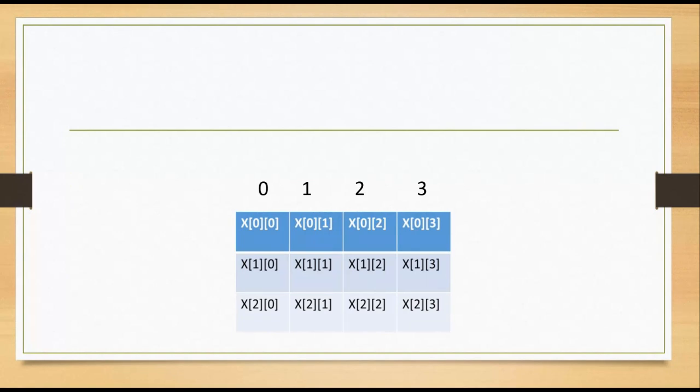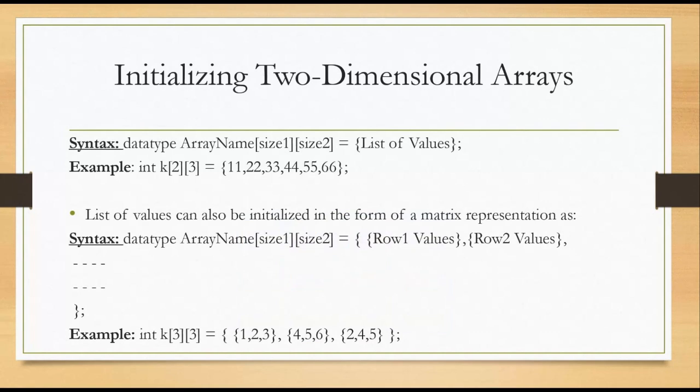And this is the representation of two-dimensional arrays, which is in the form of a tabular format. This is mainly used for data representation in matrices. And initializing two-dimensional arrays. Just as we initialized the elements in one-dimensional arrays, we can also initialize the elements in two-dimensional arrays by enclosing the total number of elements within curly brackets, and each value is separated with commas.